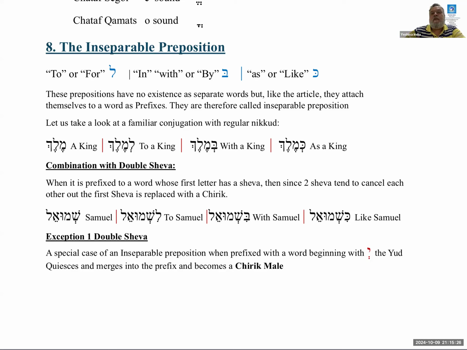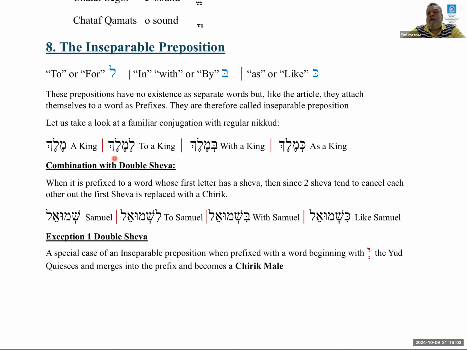Let's take a look at a familiar conjugation with a regular nikud. Now, here we have melech: mem, segol, lamed, segol, and kaf sofit, melech. If I want to say to a king, or for a king, depending on the context, I will use lamed with the sheva. Le melech, le melech, le melech.